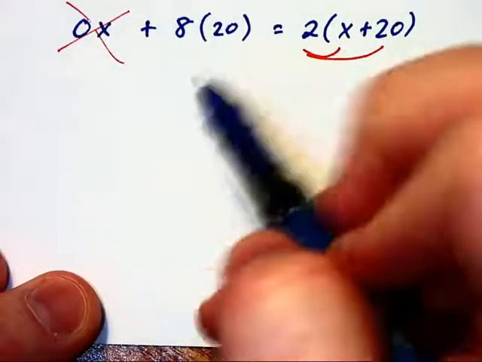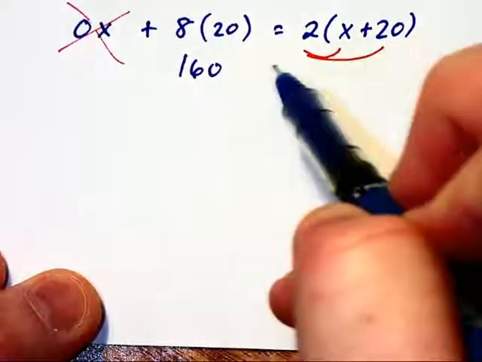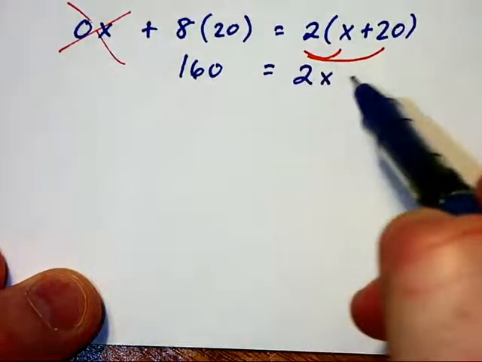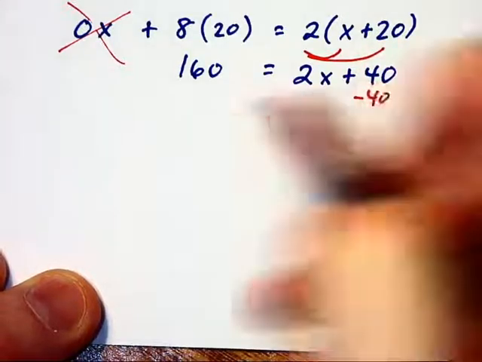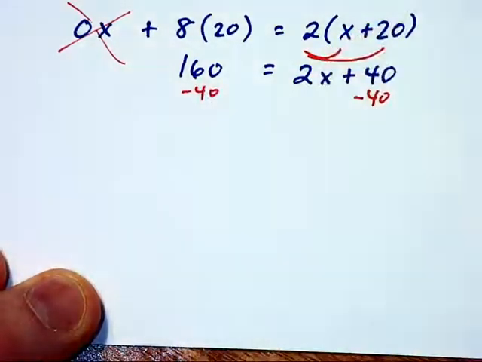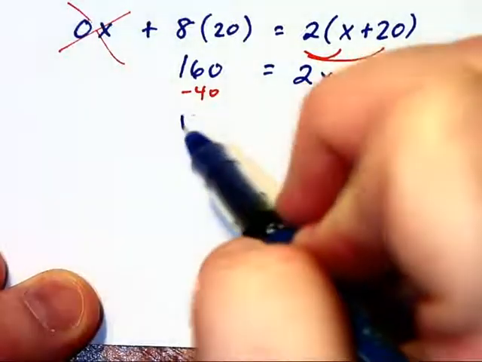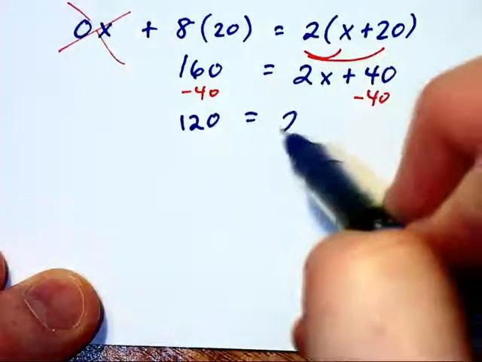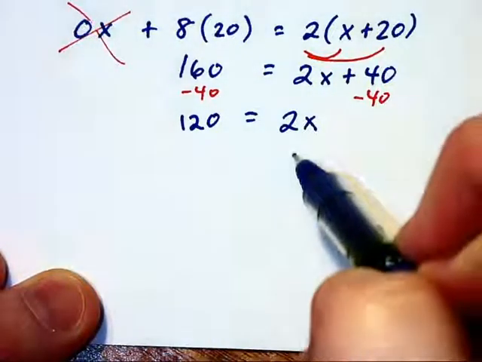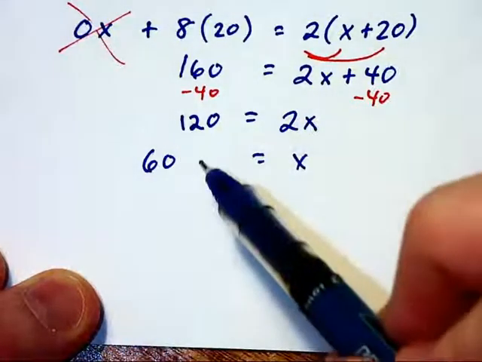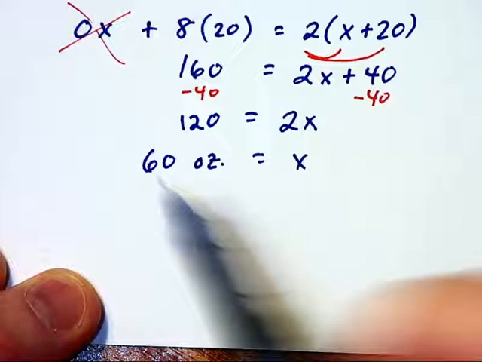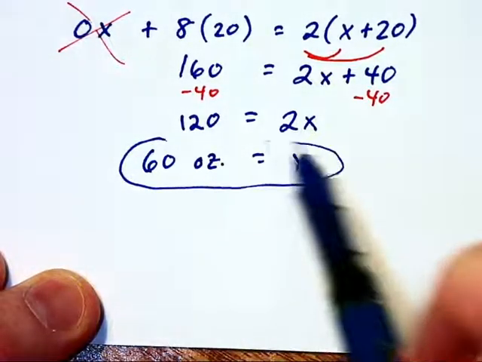This will give us 160 on the left is equal to 2x plus 40 on the right hand side. And we're going to subtract 40 on each side of the equation, and that will leave us with 120 is equal to 2x, and therefore x is going to equal 60. Ounces are the units this time, so 60 ounces is the solution we're looking for.